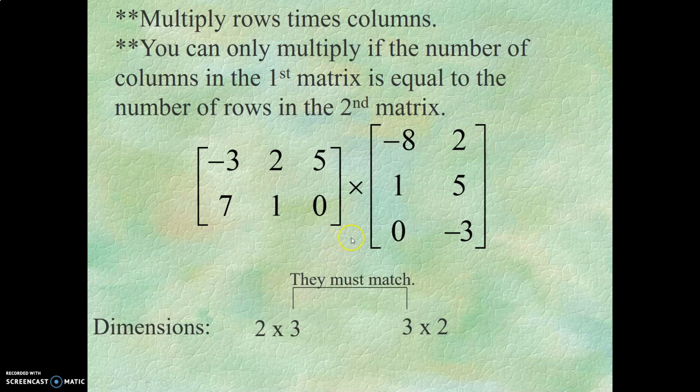Not only that, your answer, whatever you get when you multiply, of course you're going to get a matrix out, is the outer pair of numbers. So the product of this is going to be a 2 by 2 matrix. So that's the first issue: can you multiply, and what is your answer going to look like?